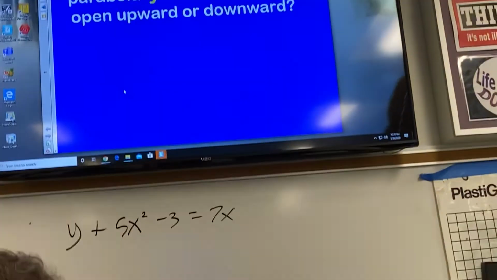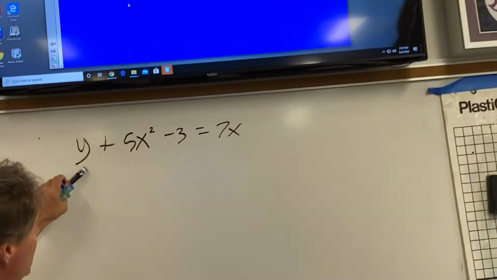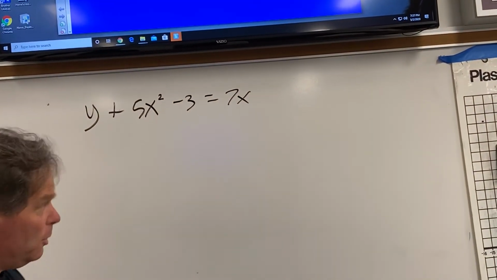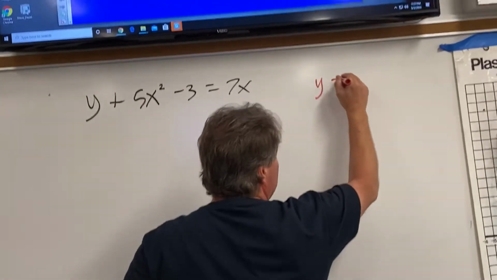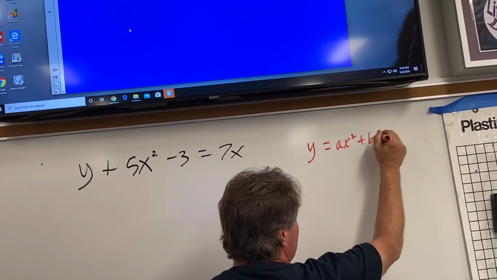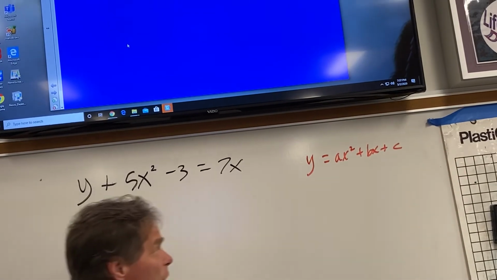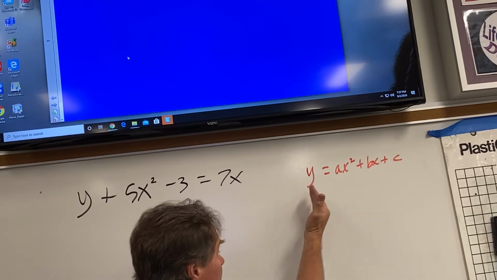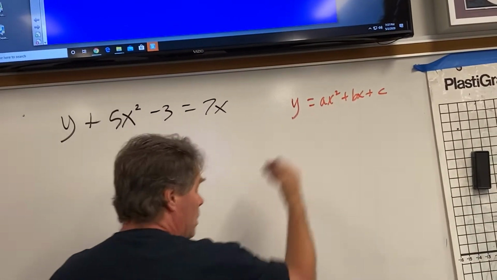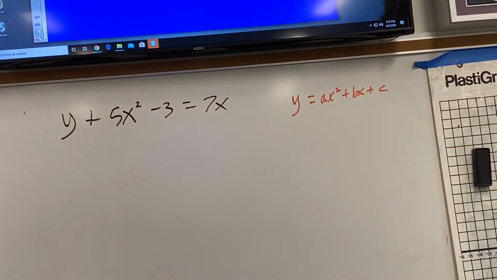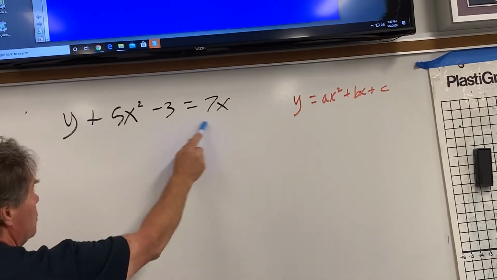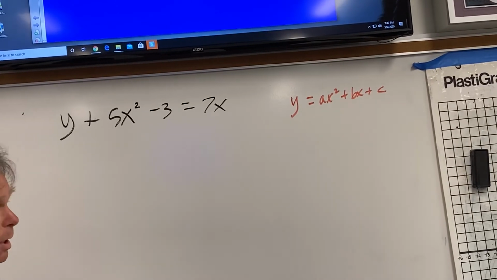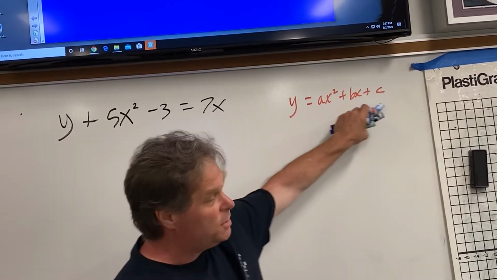Why am I saying that? Because if you look, see how the y and the x squared are on the same side of the equal sign? Remember, the equation we were looking at is y equals ax squared plus bx plus c. That's the general form for the parabola, with the y on one side and the x squared on the other side. So this is not in a form where you can look and decide whether the parabola opens upward or downward. You want to get y by itself, with all the other stuff on the other side.